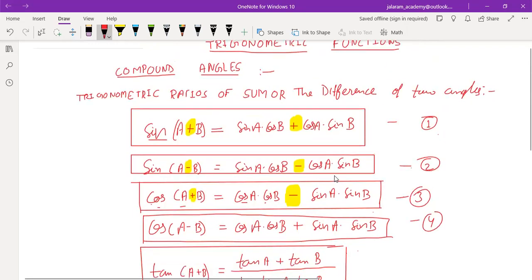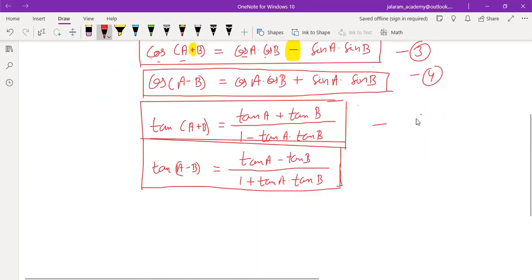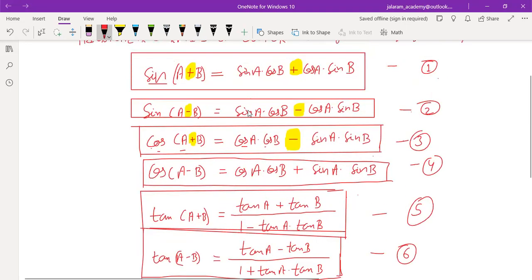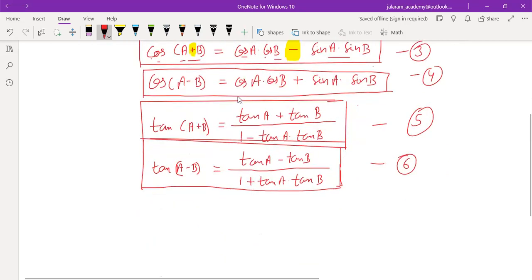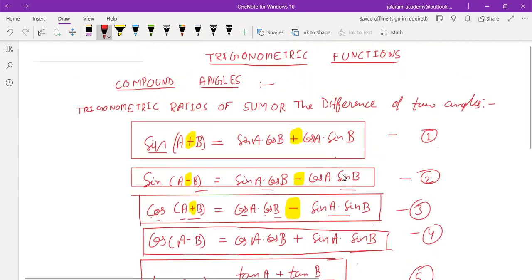So remember, first 6 formulas of the compound angles are sin A plus B equals sin A cos B plus cos A sin B. Sin A minus B equals sin A cos B minus cos A sin B. Cos A plus B equals cos A cos B minus sin A sin B. Cos A minus B equals cos A cos B plus sin A sin B. Tan A plus B equals tan A plus tan B over 1 minus tan A tan B. Tan A minus B equals tan A minus tan B over 1 plus tan A tan B.